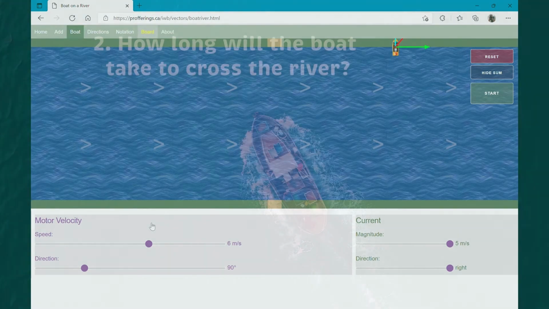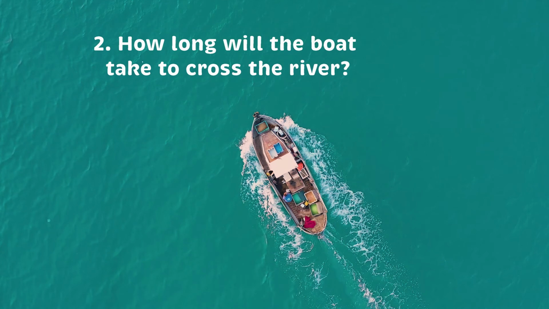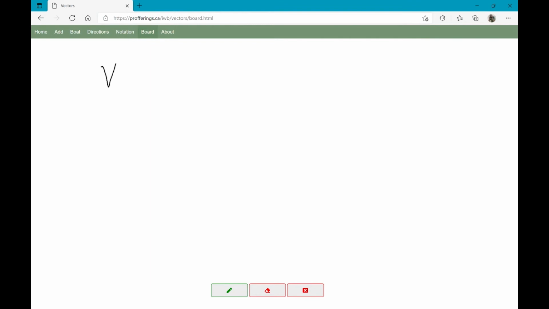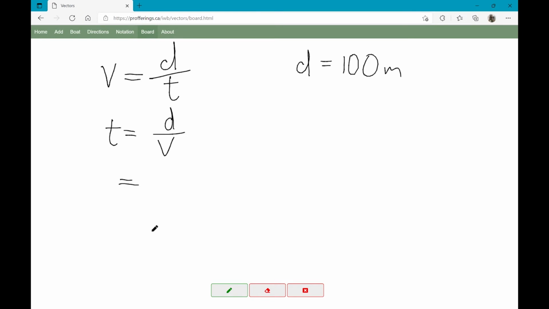Okay, question number 2. How long will the boat take to cross the river? The basic relationship you should already know is that the speed something travels at is just the distance it travels divided by the time. Let's assume for our purposes here that the river is 100 meters wide. To find the time, doing a little bit of algebra, the time will be the distance traveled divided by the speed. So we're crossing a 100 meter wide river. The trick on this question is to use the right speed.